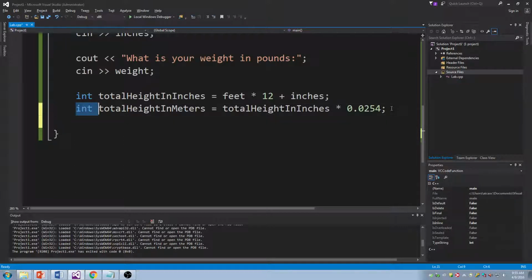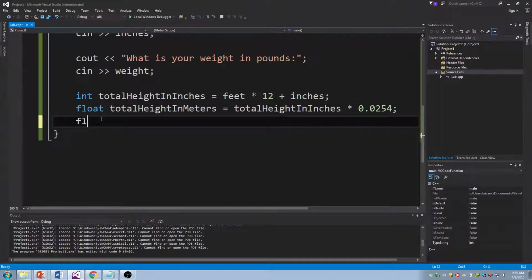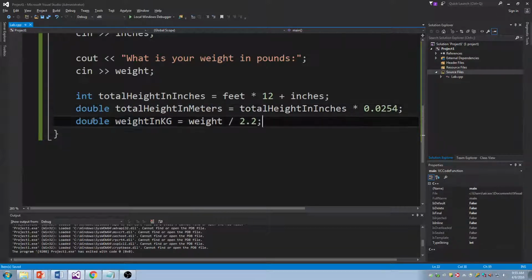So one thing here, I used an integer, which is actually incorrect. I'm doing a floating point operation here. Remember that integers can't represent decimal points. They can't represent fractional numbers. I'm going to convert this either to a double or a float, your choice. You can use either. Same thing for weight in kilograms. It's going to be equal to weight divided by 2.2. And these can either be doubles or floats, your choice. I'll use doubles just because.